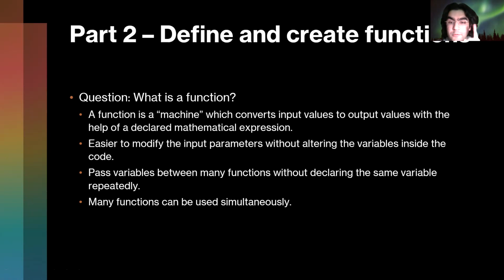So if you only declare it once, then you can use it once. You don't have to declare the same variable 10 times or 20 times. Only once, and that's it. And many functions can also be used simultaneously as well. So you don't need to create 5 different Python documents where you store one function. You can have everything in one script.